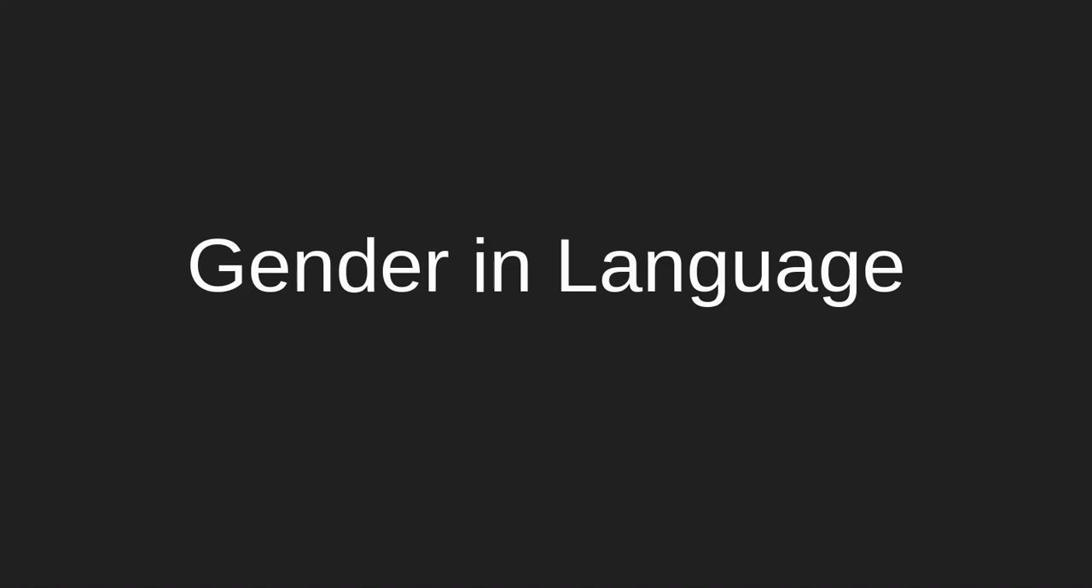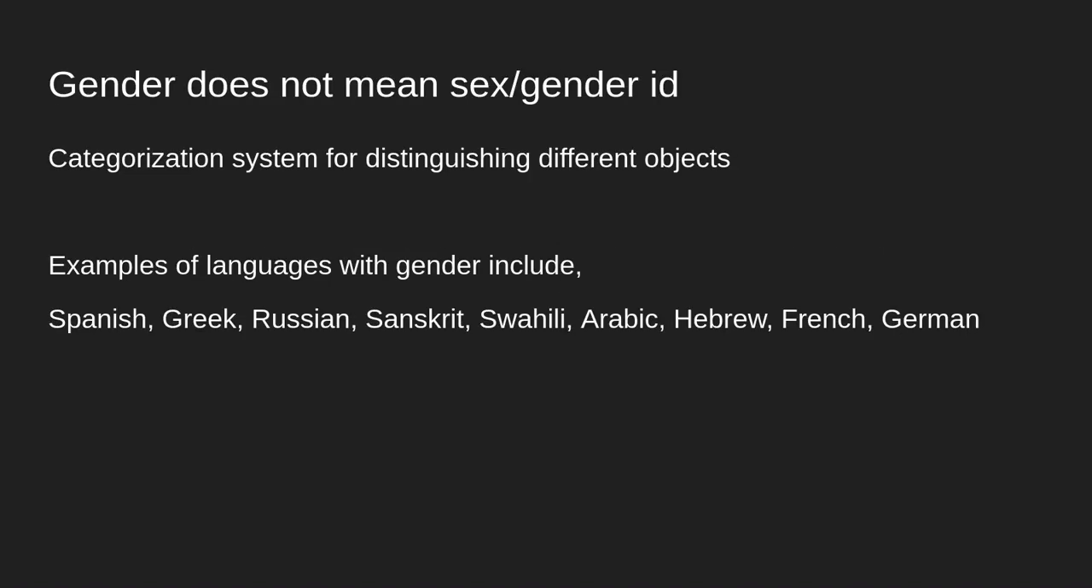All right, everyone. Today we're going to be talking about gender and language. So let's start off with what exactly does gender mean? Gender, when we're talking about grammar or language learning or languages in general, refers to a categorization system for distinguishing different objects. Usually, this is nouns and also adjectives. And this is a really common thing amongst the languages of the world.